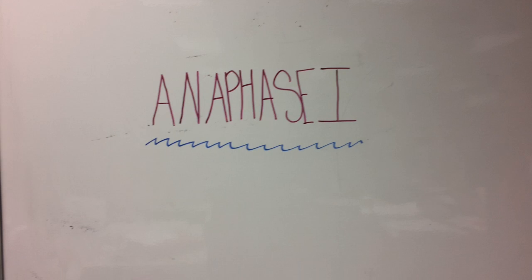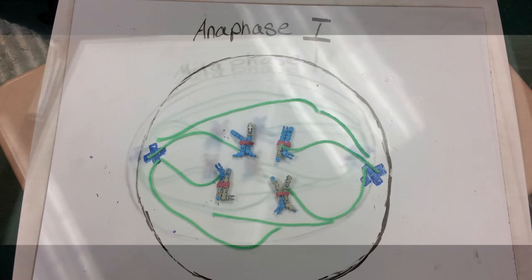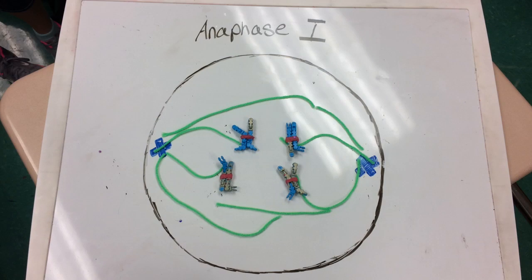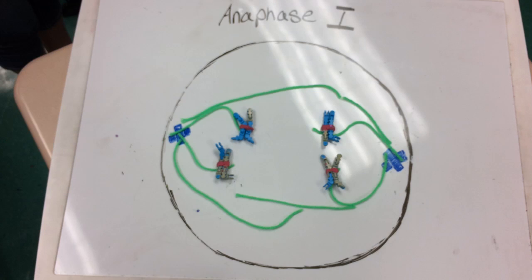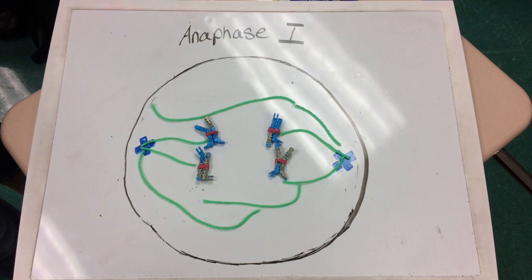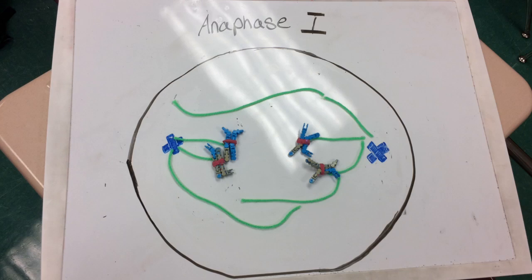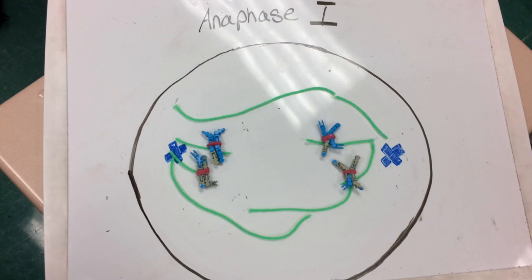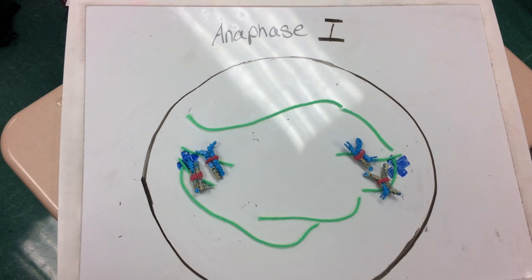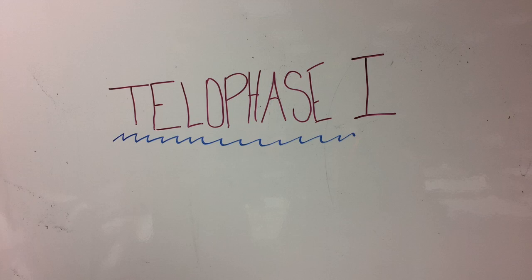The spindle fibers retract, pulling each homologous chromosome toward the opposite end of the cell from its pair. This is unlike mitosis, where sister chromatids separate. The centromeres still keep the sister chromatids together during anaphase 1. The cell itself elongates during this time, as it prepares for telophase 1. The diploid cell is now beginning the process of becoming 2 haploid cells.